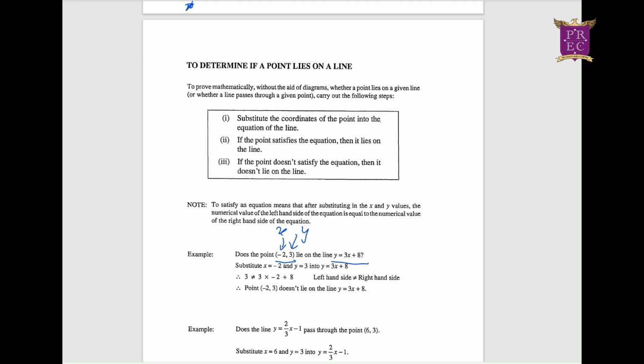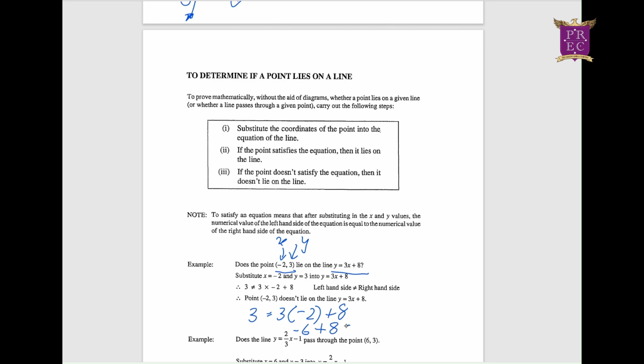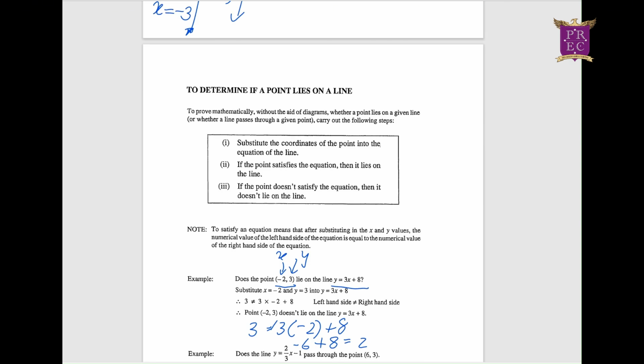Okay, let's sub it in. So we know the y value is 3 and the x value is -2. So 3 times -2 plus 8. What's 3 times -2? -6, sorry. -6 plus 8 gives us just 2. So it's not equal to 3. So the point doesn't lie on the equation, on the line. Okay, that's as easy as that.